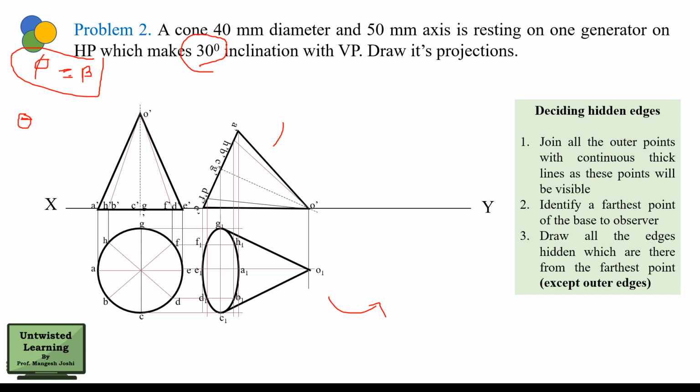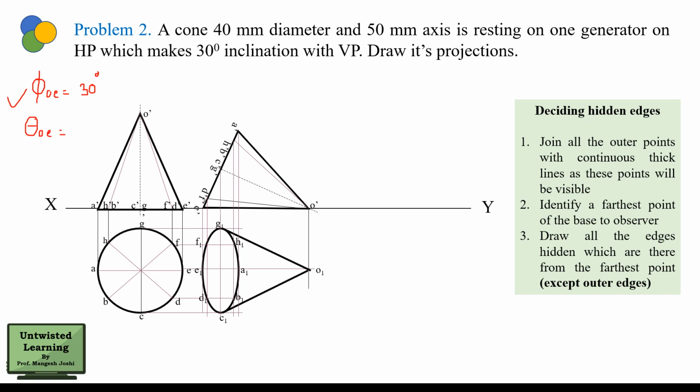What is given: a cone of 40 mm diameter and 50 mm axis is resting on one generator on HP, which makes a 30-degree inclination with VP. So you are given phi of the end generator, that is OE. OE is inclined at 30 degrees to VP. That's why we are using the term phi. Okay, so you just have to check whether theta of OE is there.